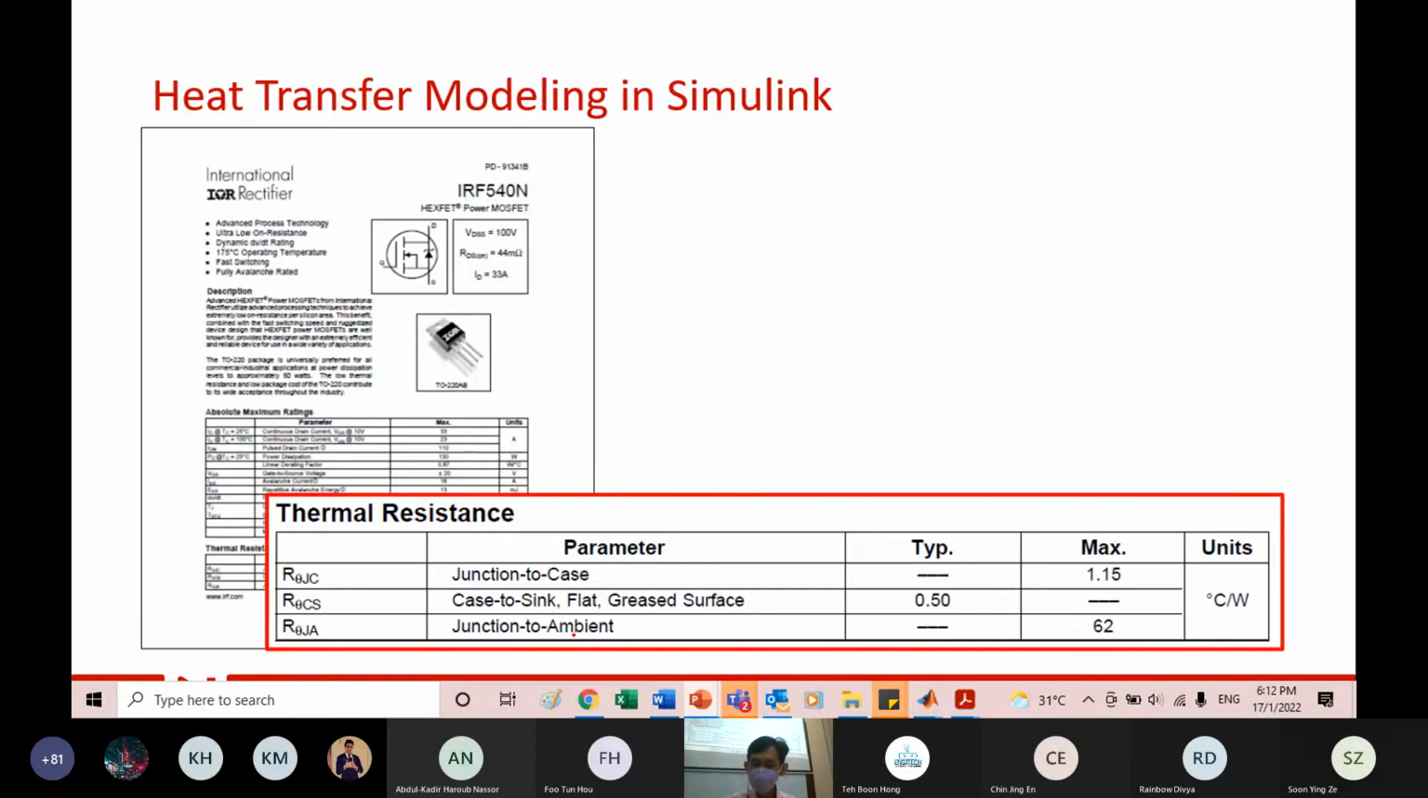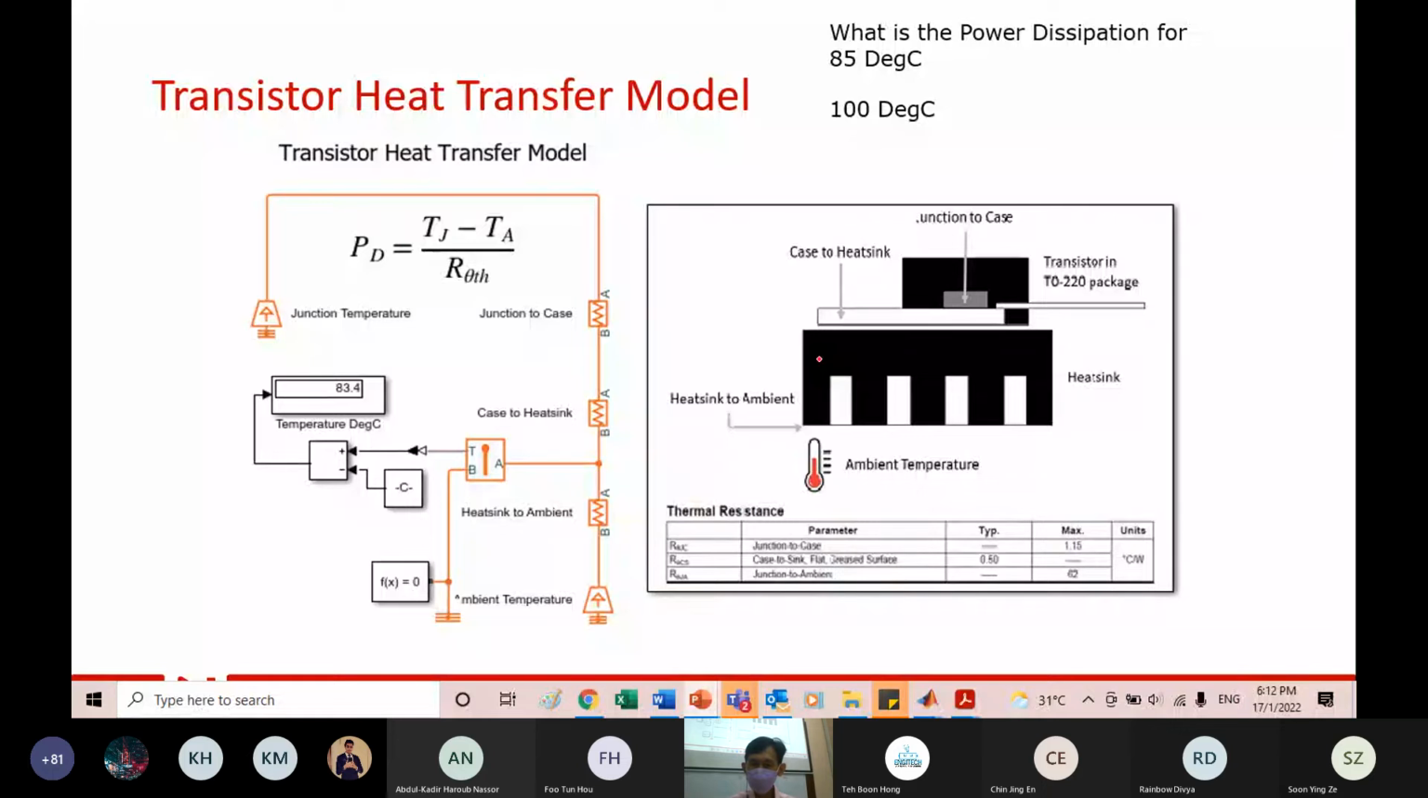Now, junction to ambient, 62. So they give you all this information for you to model the heat transfer. It's important because it will help you to actually understand how big your heat sink should be. If you don't do it properly, it will overheat and damage your transistor.